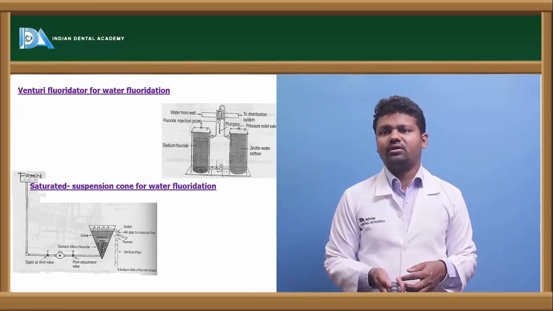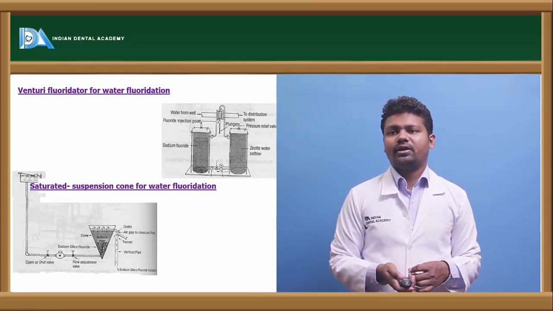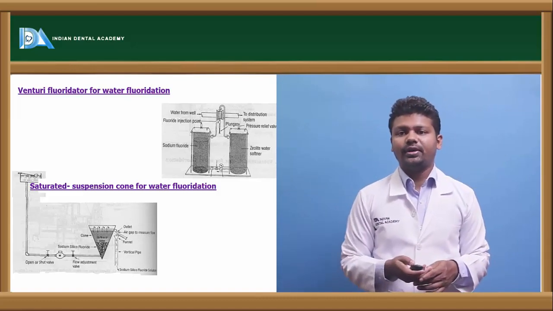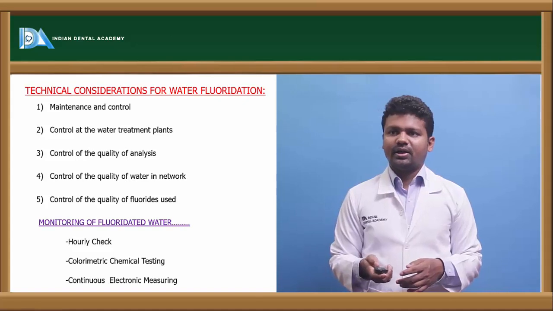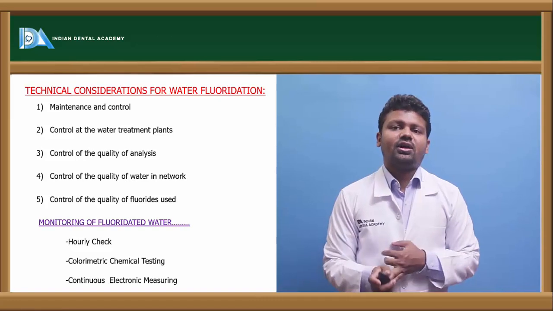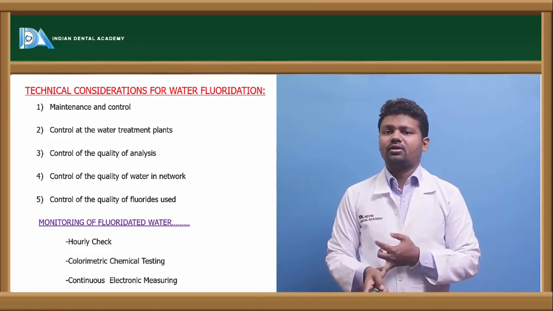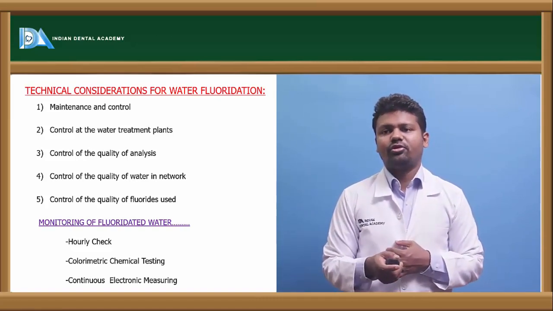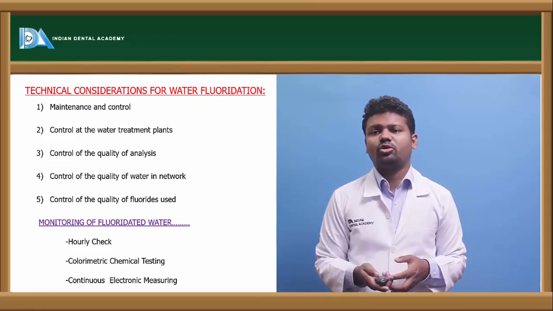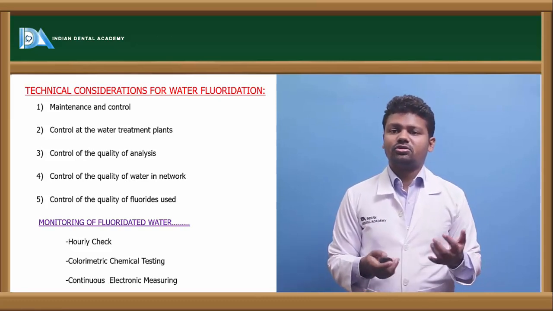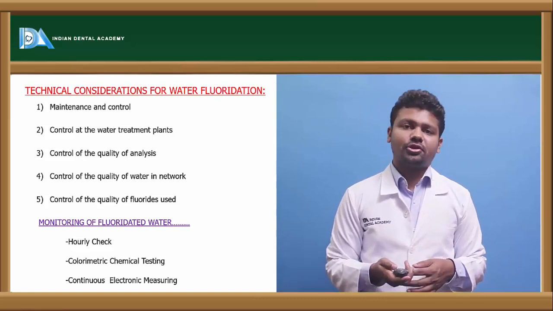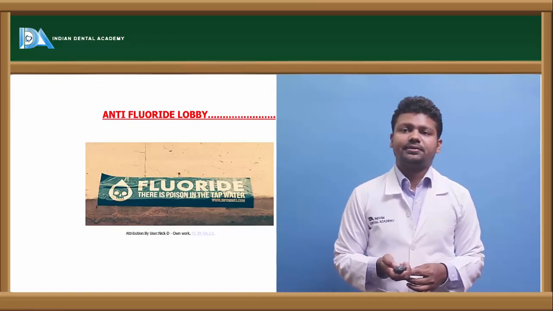These are a few Venturi fluoridator diagrammatic representations. You can see how the water has been fluoridated. Technical consideration in water maintenance and control, as I have mentioned, is expensive. In developing countries it is lacking in water fluoridation control, whereas we need a centralized pipe system and monitoring. Monitoring is also done through early checkup, colorimetric chemical testing, and continuous electronic measuring.